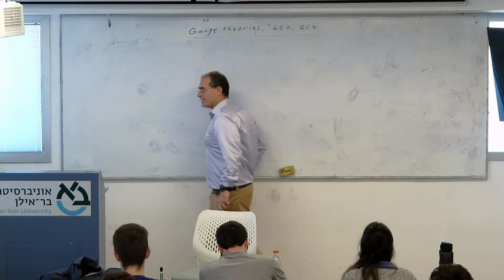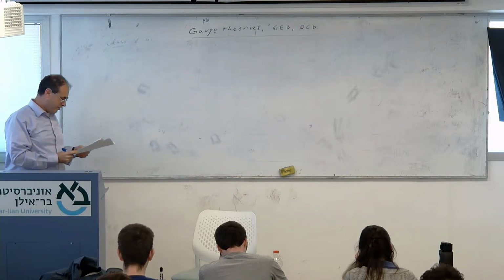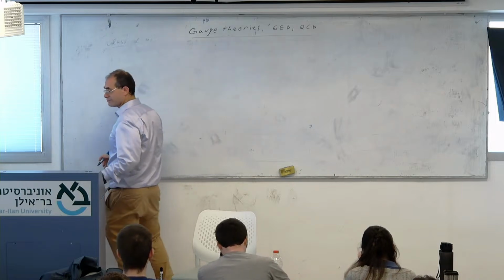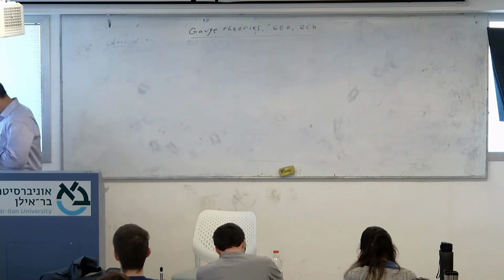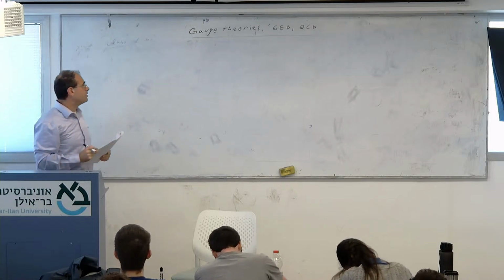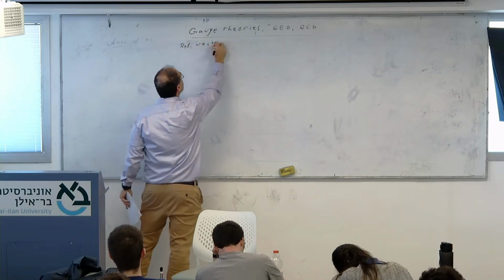Okay, let's see what else do we have. So these were scalar fields. What about the vector fields? Relativistic vector field.